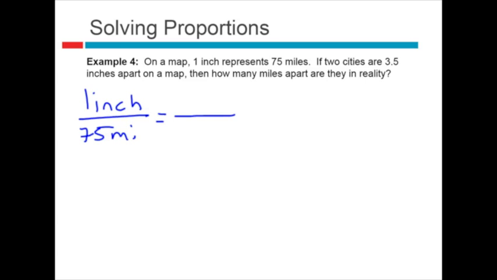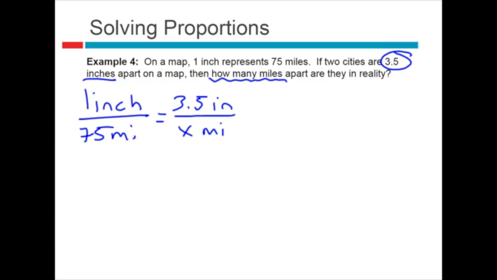So the first part that we're given is the 3.5 inches on the map, and the next part is how many miles they are in reality. So, like I said last time, what's very important is that our units match up. So, the 3.5 inches, should that go on top or bottom? Well, that would match up with our 1 inch on top. So, 3.5 inches should go up top. And how many miles, that's our missing variable, x miles, will go on bottom. All right, cool. So now we can go ahead and get started.